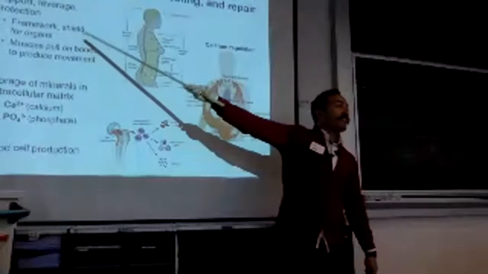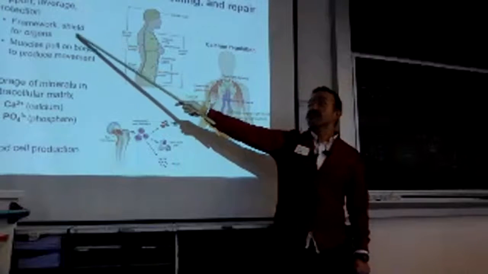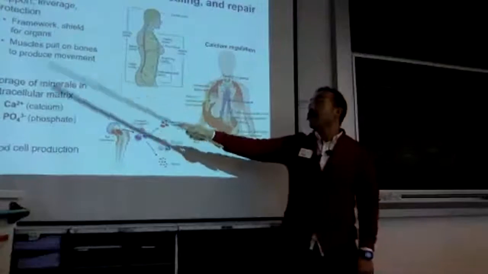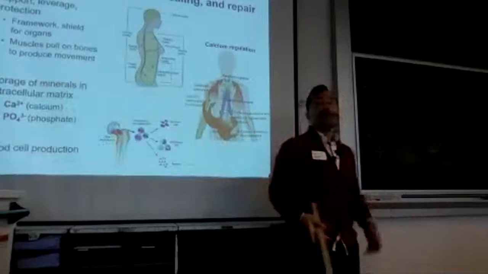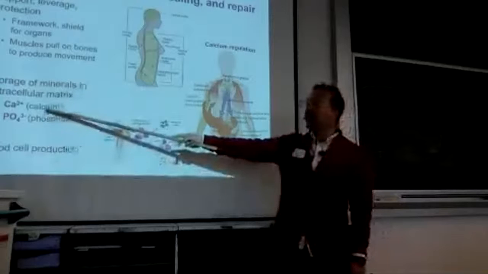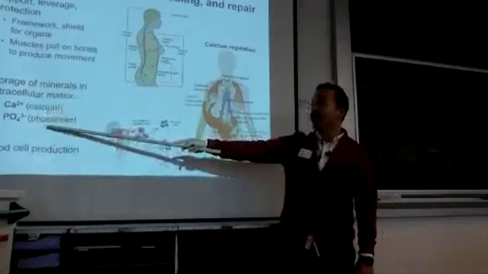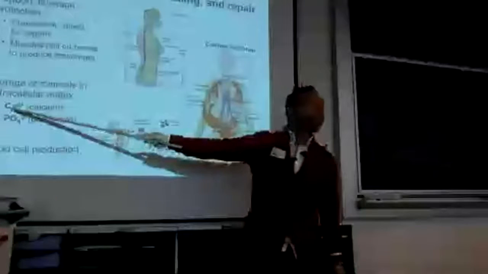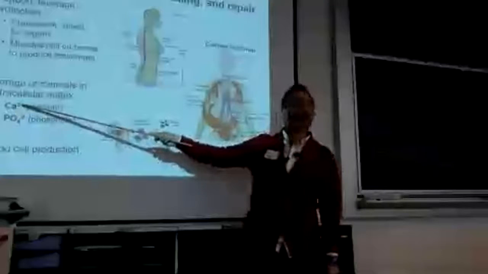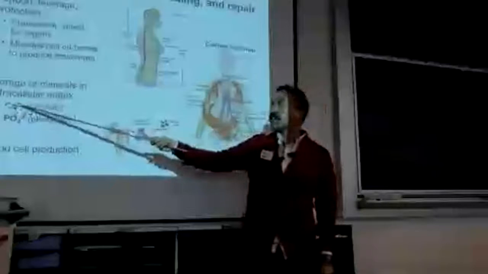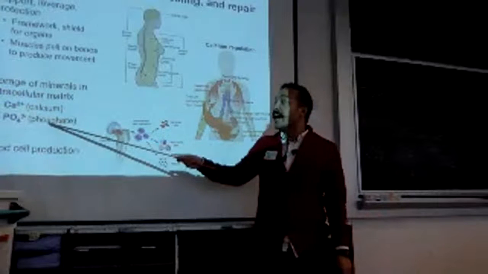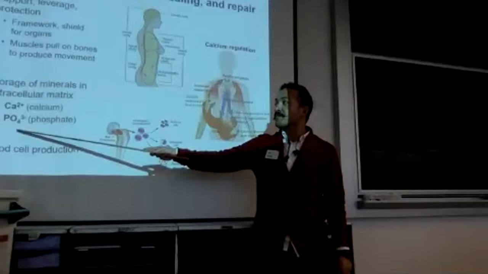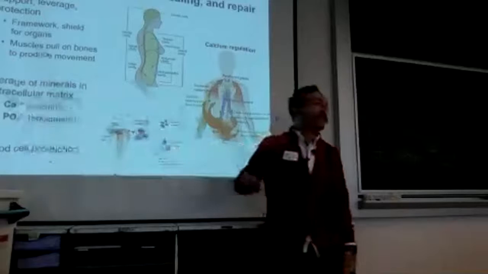So this is the obvious function of bones and cartilage, that it provides support and protection. Another function of bones is a storage area for important ions, like calcium ion and phosphate ion. This is how you abbreviate calcium ion, Ca2+. You should know that. Ca2+ is the abbreviation for calcium ion. Phosphate ion is PO4 3-.